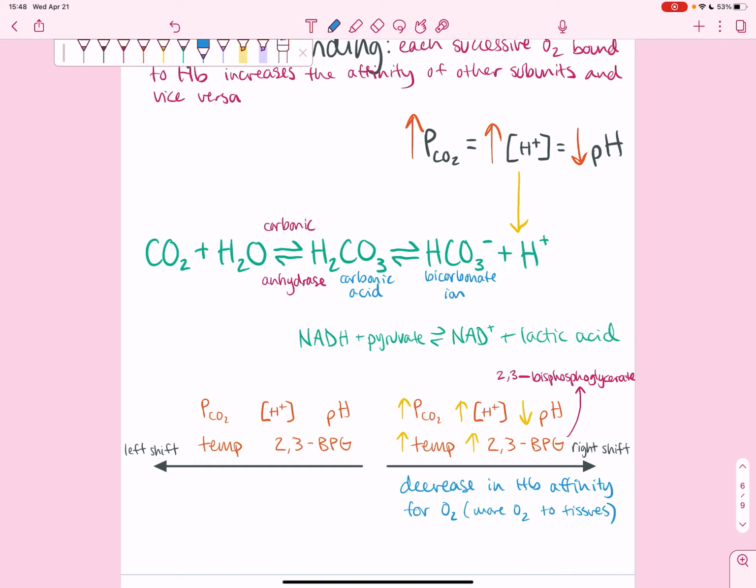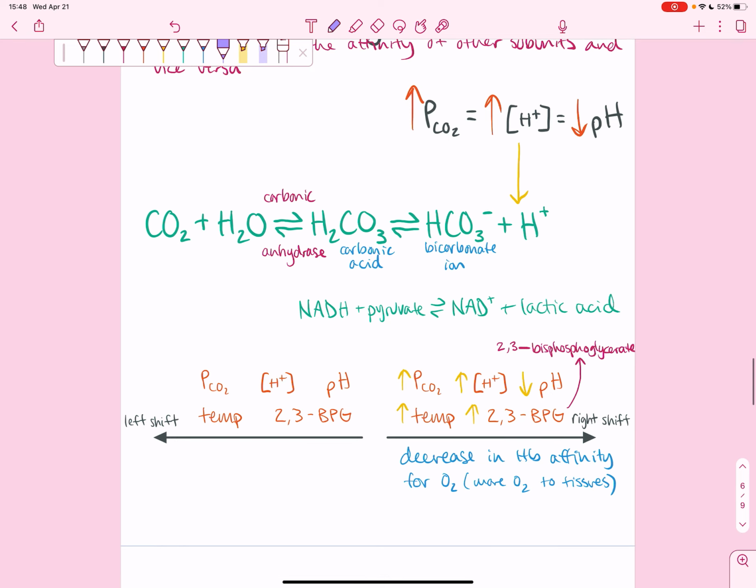Right? So a way I liked to remember this is you will have a right shift in the oxyhemoglobin dissociation curve if you're exercising. Exercising is one of the main things that will do this. So I just remembered that exercise is the right thing to do. You know? So highlight that actually. Exercise is right.